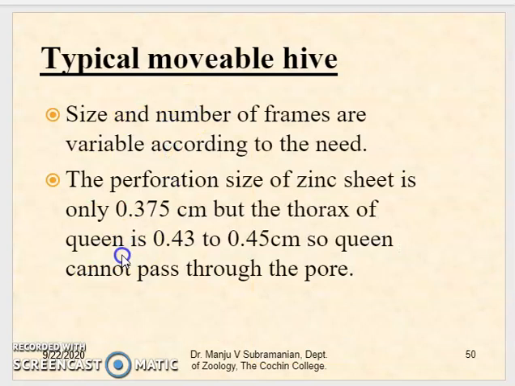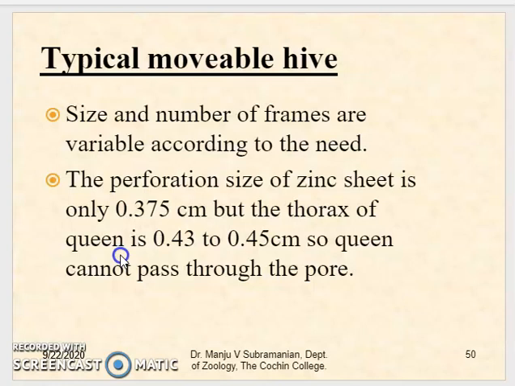The size and the number of the frames are variable according to the need of a person. If the hive is meant for large harvesting of a large amount of honey, then they can use a larger hive, or we can use a smaller hive if it is only for household purposes. The typical movable hive size and the number of frames vary according to the need of the people.